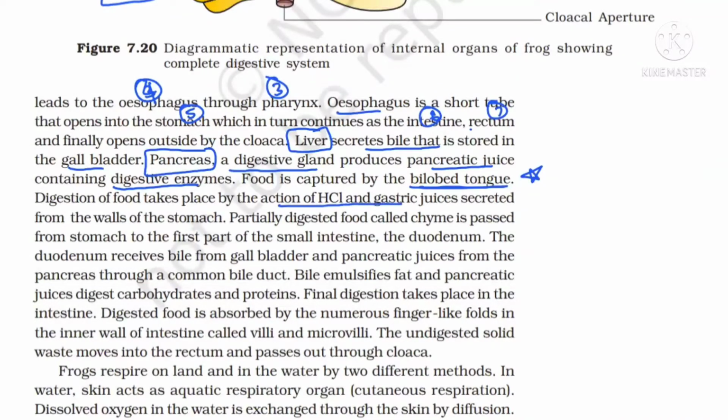HCl and gastric juice are produced by the stomach. Partially digested food is known as chyme, which is passed from the stomach to the first part of the intestine. We also use the same terminology: we say bolus is received by the stomach and chyme is received by the intestine. They are also using the same terminology. In the small intestine, only one part, the duodenum, is mentioned here. The duodenum will receive bile from the gallbladder and pancreatic juice from the pancreas through the common bile duct.